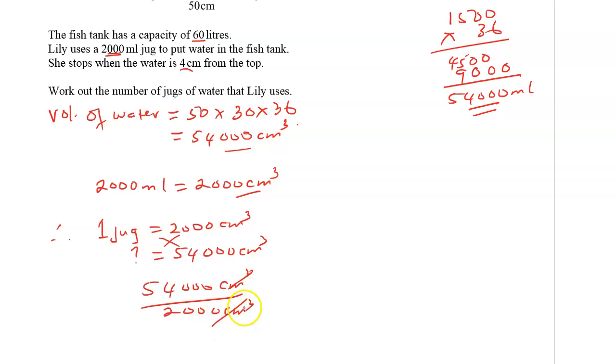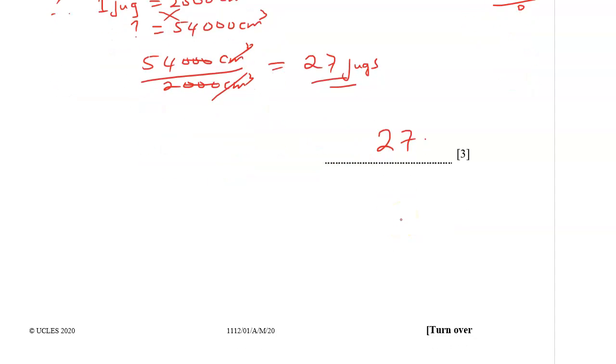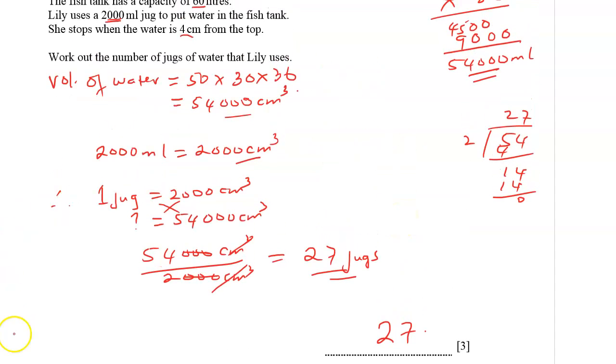The units will cancel, so you cancel these 3 zeros, and of course you can do long division. 54 divided by 2 goes 2 for 4, 14, 7, so 14, 0. So you will have 27 jugs right there. So the answer here is 27.